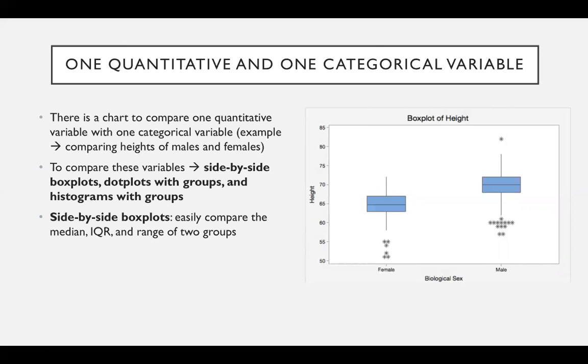These are good to compare the median, the IQR, and the range of two groups. So these are easy because you can see them right next to each other. You can compare how many outliers each one has, for example. The size of the median is very easy to tell. You just look at that center line, see which one is higher, which one's lower. The range is easy to compare as well because you can easily see the minimum and the maximum for each.